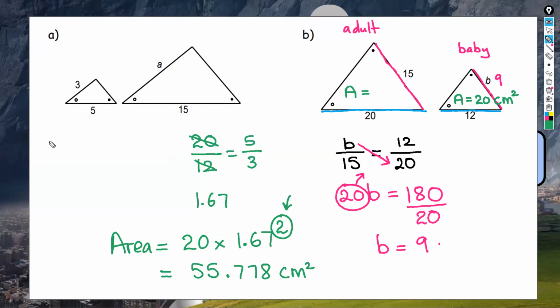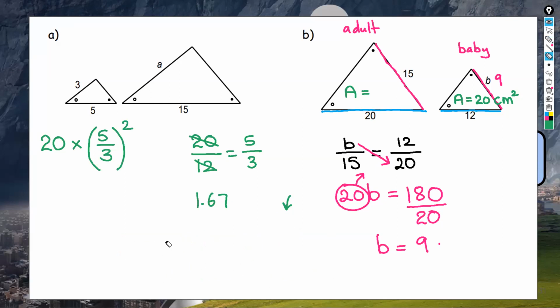So to get this out, we could have said 20 multiplied by 5 on 3, and you have to do what with it? Square it. Everybody with me so far? That 1.67 squared is the same thing as 5 on 3 squared, but the whole fraction obviously has to get squared. Let me know if you're with me so far, please. Right, you're with me. Great.